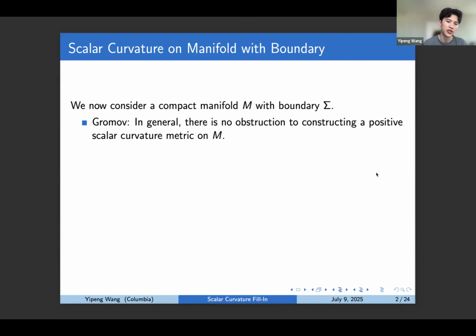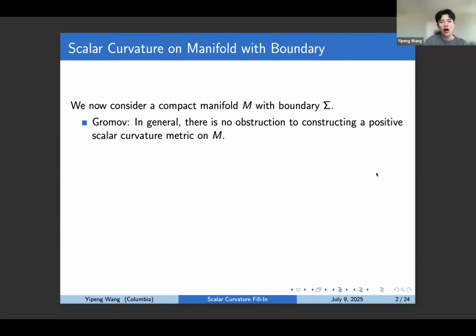There is a very early result by Gromov, basically saying that for any compact manifold with boundary, you can always find a metric with positive scalar curvature. You can even make it have positive sectional curvature. The proof is based on the h-principle, so it's different from the general case of a closed manifold.